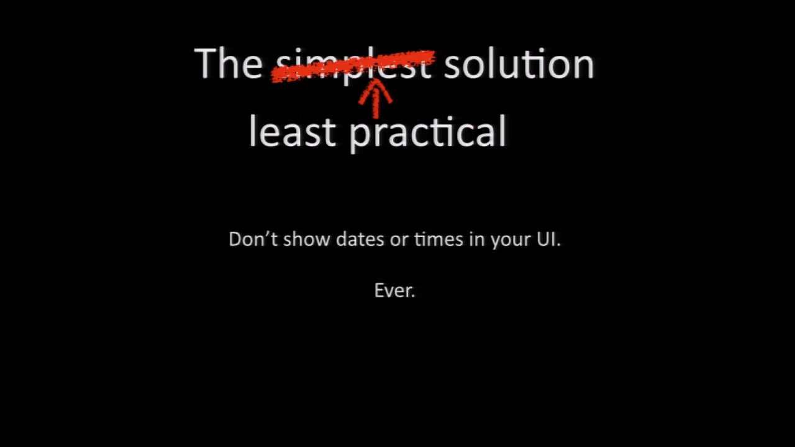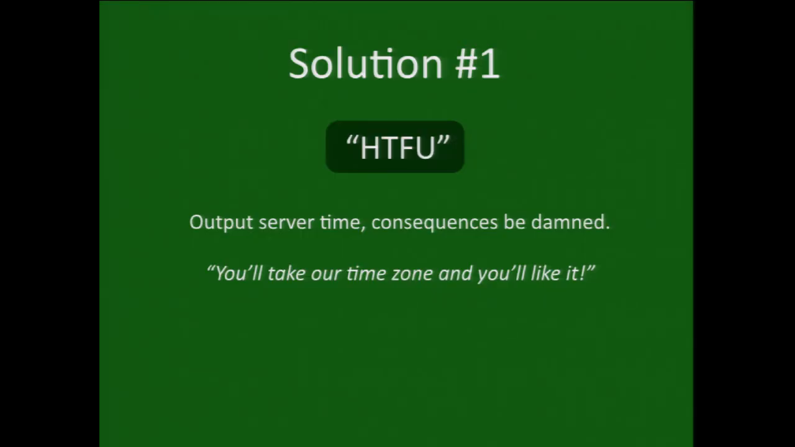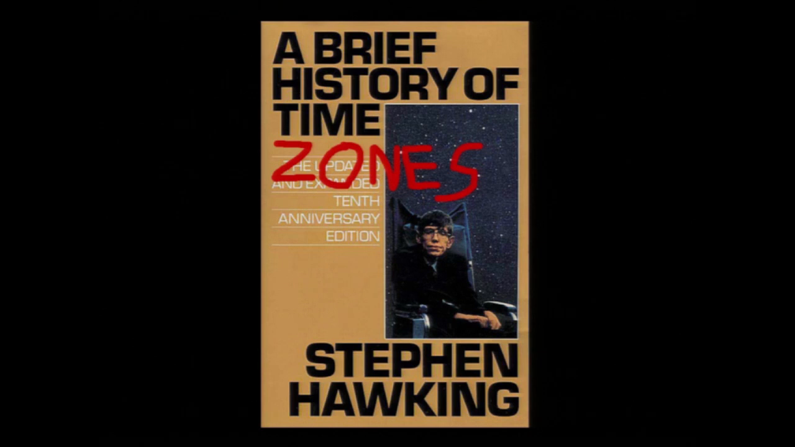Except that's not actually particularly practical. So we'll try a different solution. You can make the conscious choice to output only server time and at least indicate what time zone that's in, and then say, all right, deal with it, you work it out, but here's what we've got. But really, that's not actually a solution either. It's just the problem again. So to have a look at why this is a problem, let's actually look at how time zones work.